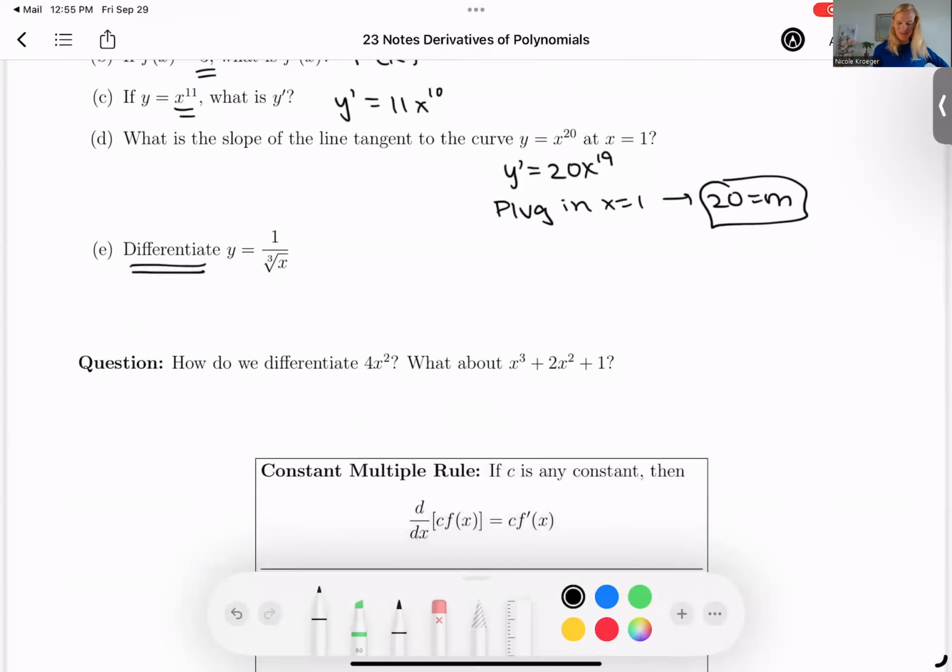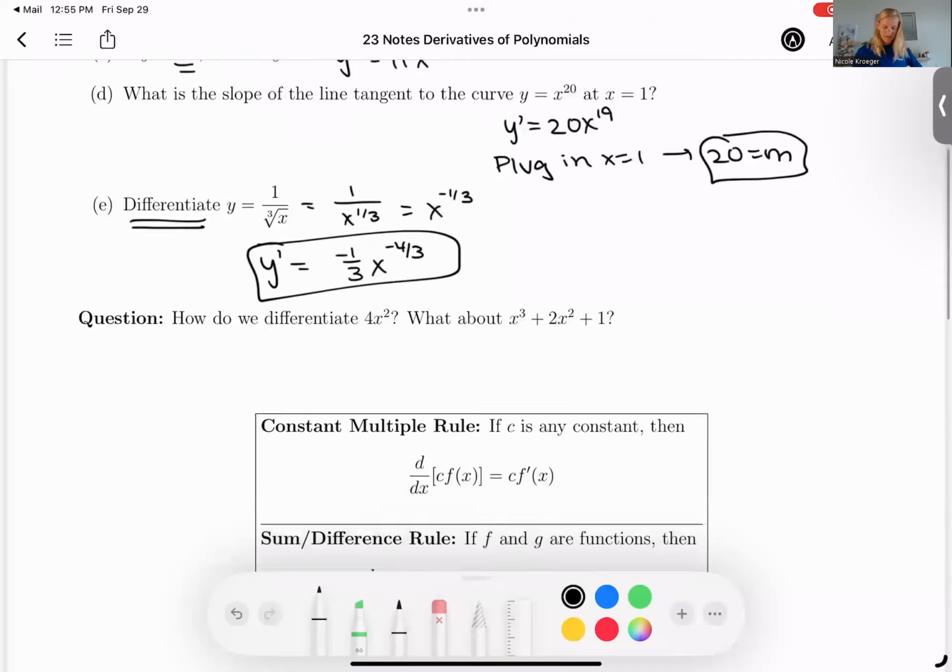Differentiate, that word just means find the derivative. This is the same thing as saying find y prime, find dy over dx, find f prime of x. Differentiate just means find a derivative. So for this one, we need to rewrite this as x to a power first. This is 1 over x to the 1/3. We don't want that division though. We need to get rid of that division. So this is x to the negative 1/3, just using rules of exponents. So if we take the derivative, we bring that negative 1/3 out. We subtract 1 from negative 1/3, and that's going to give us negative 4/3.